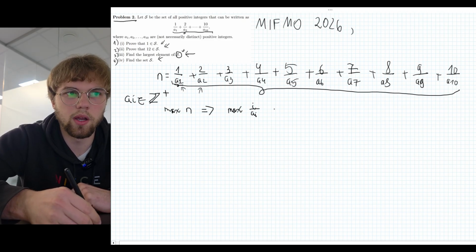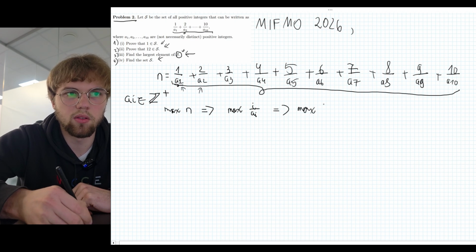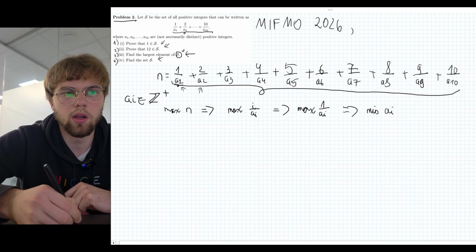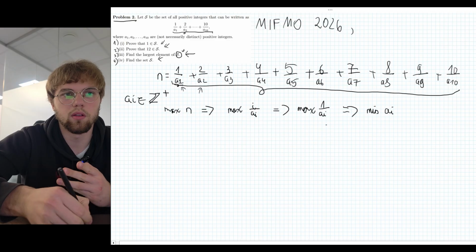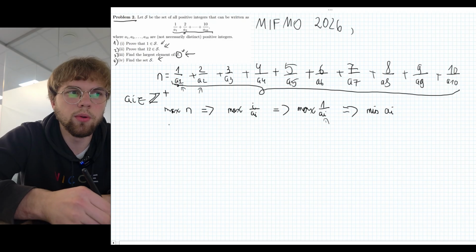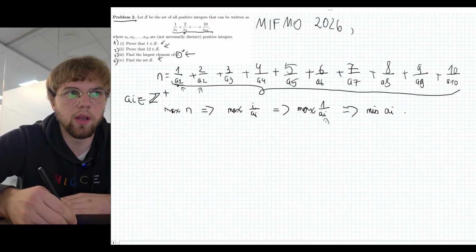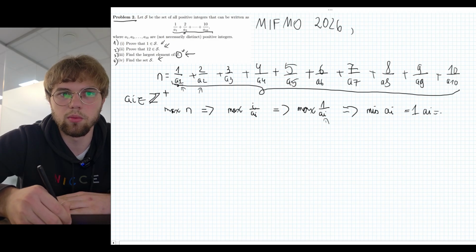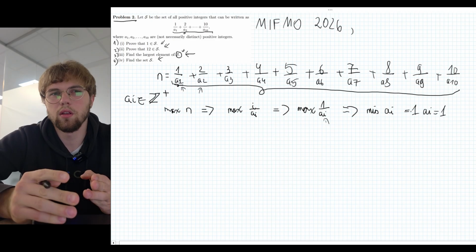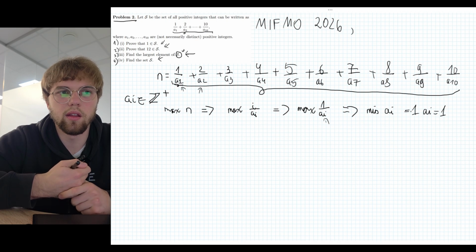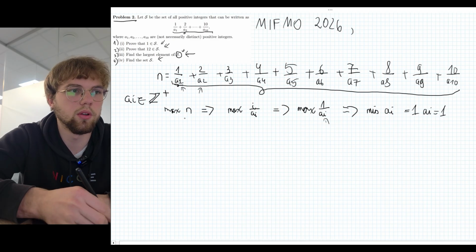But i is fixed, right? So we want to maximize 1 over A_i. So we want to minimize A_i, because if we are maximizing, I think it's pretty self-explanatory. And the minimum positive integer is 1. So it is minimized when A_i equals 1. So basically, we have the intuition that the maximum is achieved when all A_i are 1, but of course we still need to prove it.